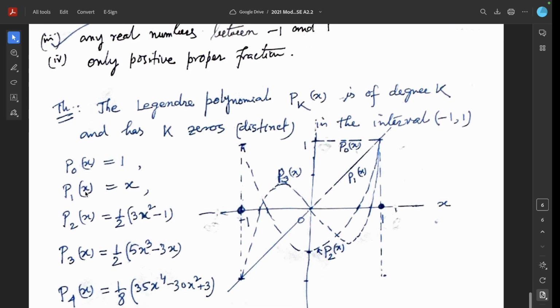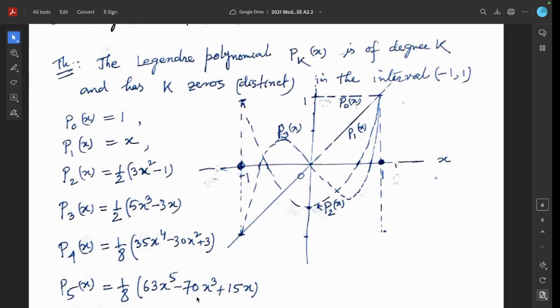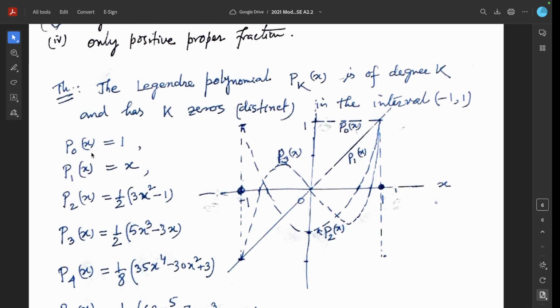P0(x) equal to 1, P1(x) equal to x, P2(x) equal to half (3x^2 minus 1), and so on, P5(x) equal to this. So P5(x) is of degree 5. P0(x) equal to 1, so this is between minus 1 and 1, P0(x) equal to 1. And P1(x) equal to x, so this is a straight line, so x equal to 0 is the only zero for this.